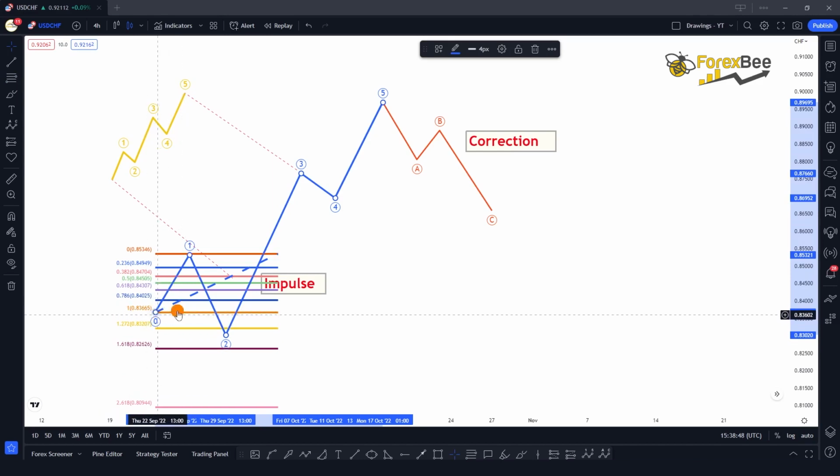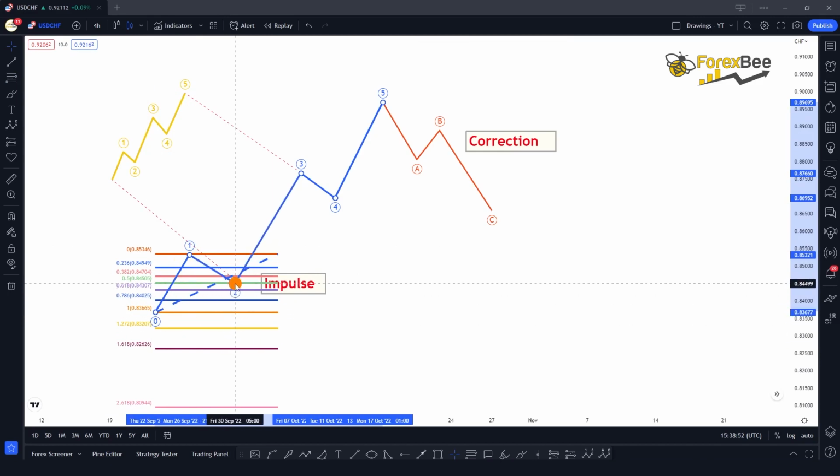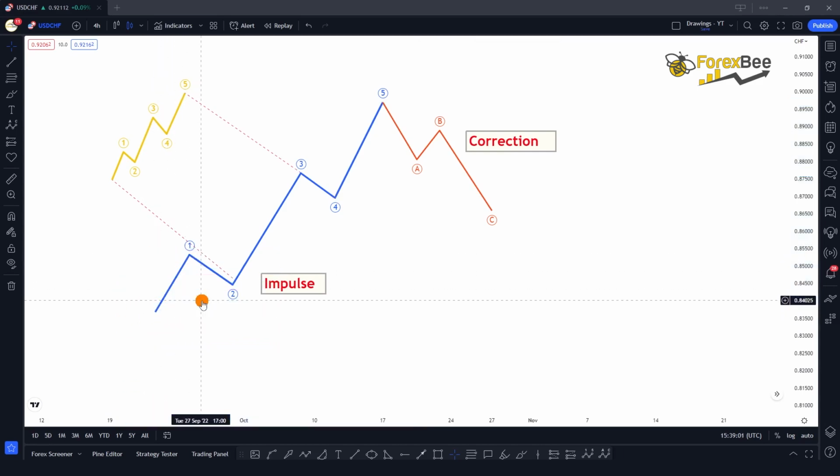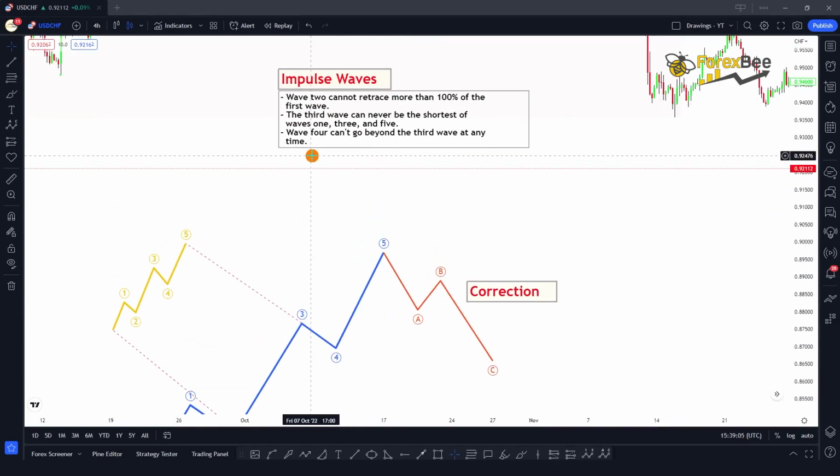Okay, so from the starting point of wave 1, it has to be somewhere around 50 or somewhere around 60. So it cannot go below 0, the starting point of wave 1. That's the first point that you need to consider whenever you're detecting the Elliott wave. Now the second point is that the third wave can never be the shortest of the waves 1, 3, and 5.